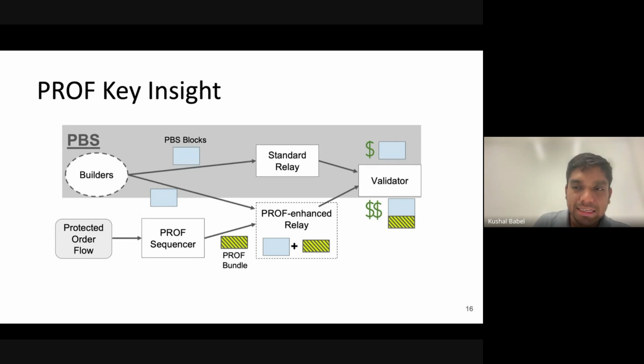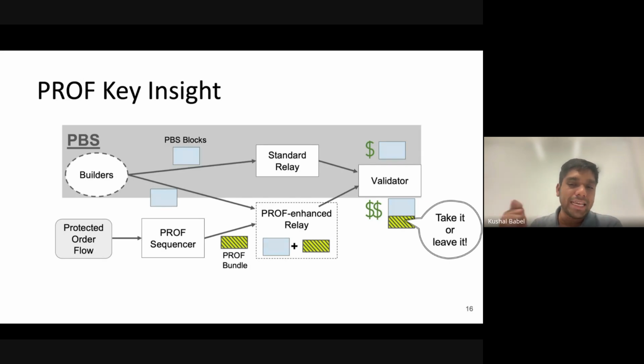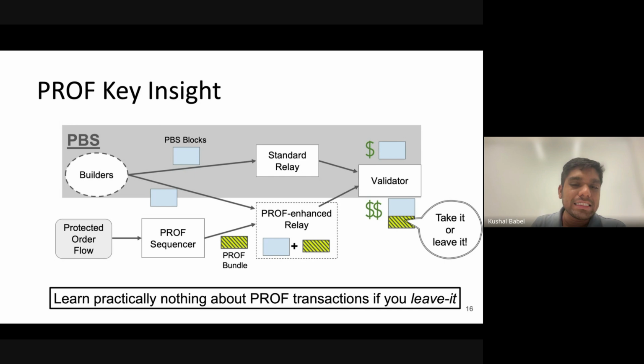Now, the key insight here is that the validator is given a take it or leave it choice. What I mean by that is that if the validator takes the PROF block, that's good. But if it doesn't take the PROF block, then it learns nothing about the PROF transactions. That's the key point. If the validator rejects it, it will not learn anything about PROF transactions, which means that users have this protection guarantee in case their block is not chosen.